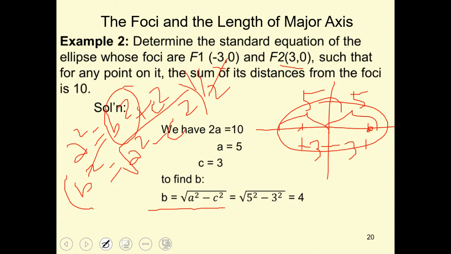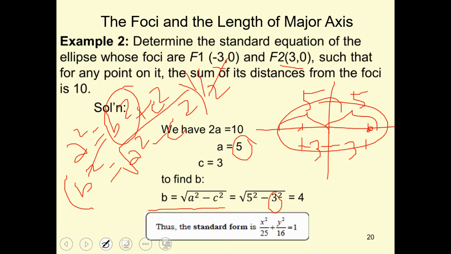We now have the value of A, which is 5, and C was 3. So we know that our B is equal to 4. So our standard equation is x squared over 25 plus y squared over 16 is equal to 1.